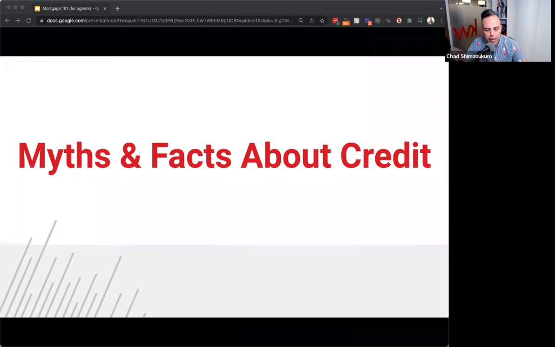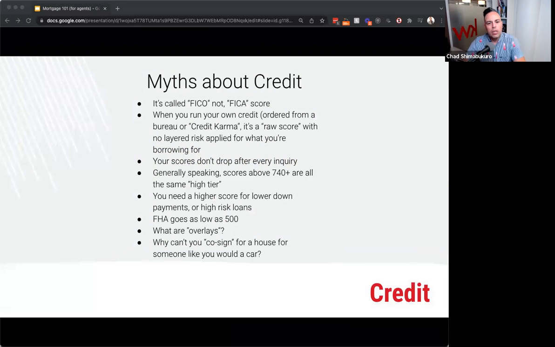So, myths and facts about credit. One thing that drives me nuts: it's called a FICO score, not a FICA score. I keep hearing people say FICA score, but it's called a FICO score. That's your credit report. When you run your own credit, in other words, ordered from the bureau yourself, or if you use an app like Credit Karma, and you see a score and it says, oh my God, my score is 740, my score is amazing, that's your raw score. Raw score meaning there's no layered risk applied to it.